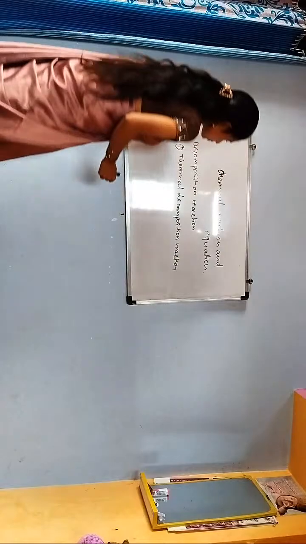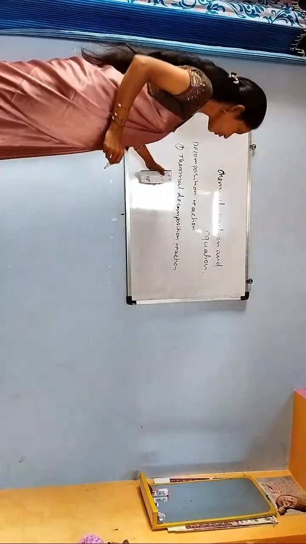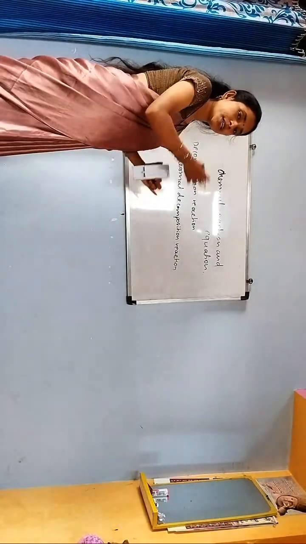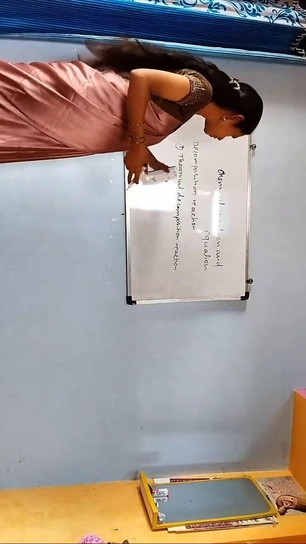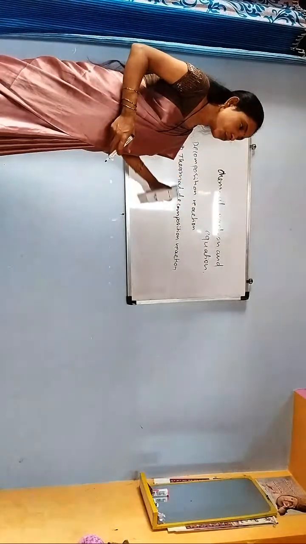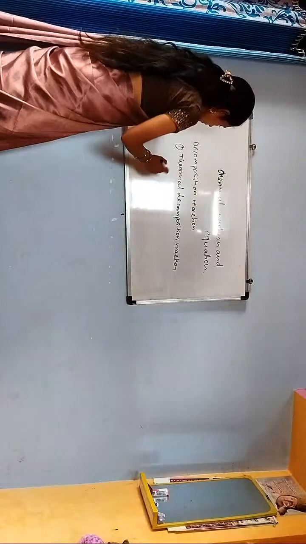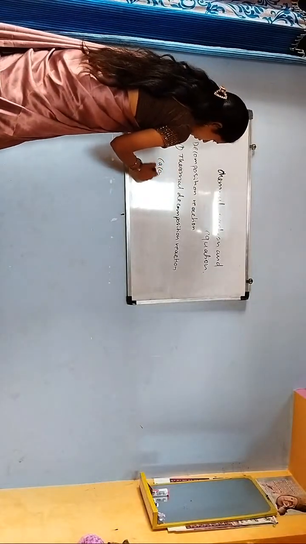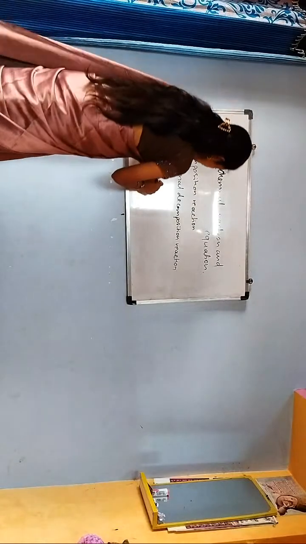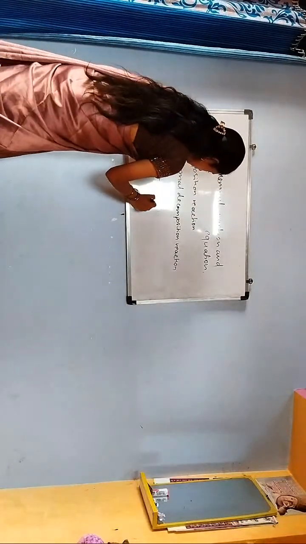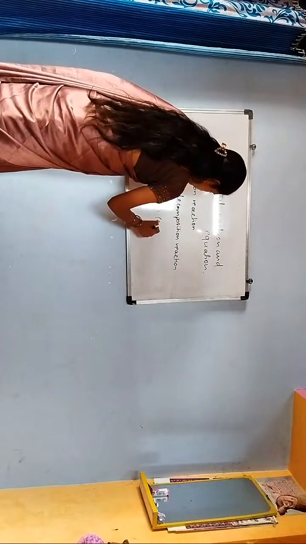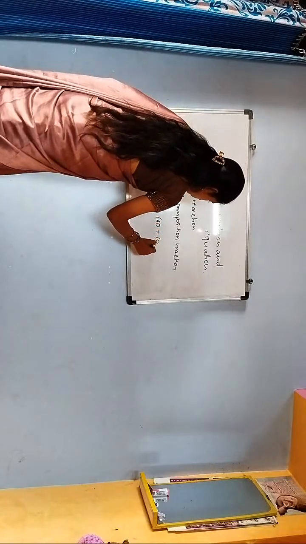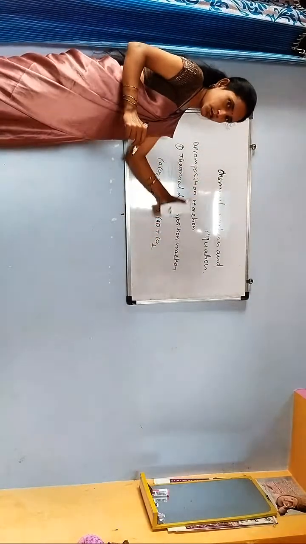So what is meant by thermal decomposition reaction? Any compound that we break into two or more products by heating, we call thermal decomposition. We can take an example of calcium carbonate. We heat this calcium carbonate, then it gives calcium oxide plus CO2. So this is an example of thermal decomposition.